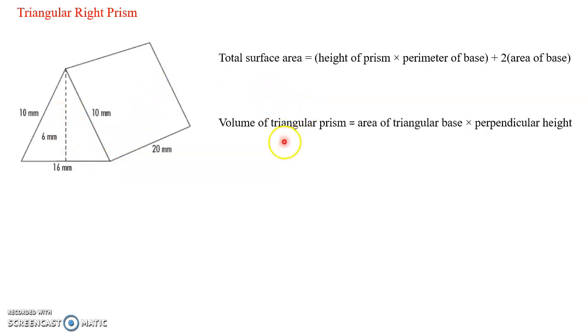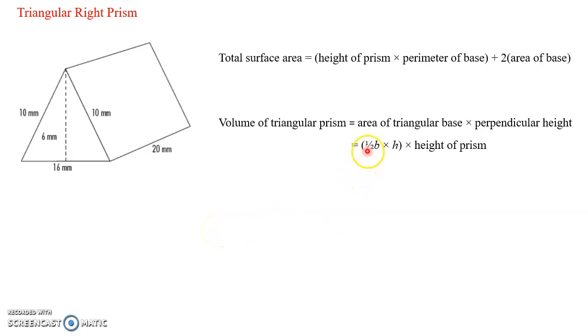If I need to calculate the volume of a triangular prism, the volume is always the area of the base multiplied by the perpendicular height. Remember, this triangle is the base and that is the perpendicular, that is the height of the prism. What you need to do is to ensure that you don't get confused between this height and that height. I almost did that right now.